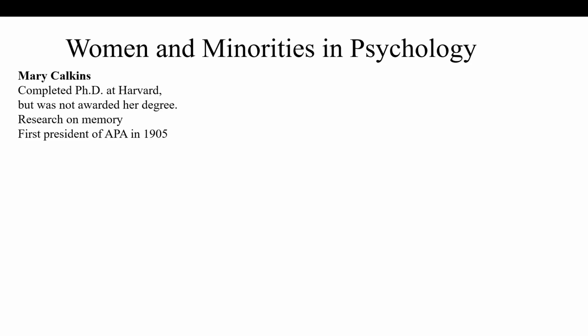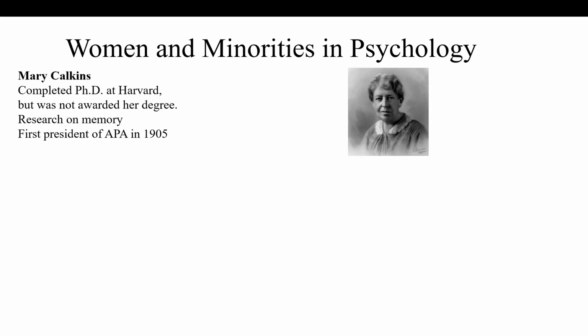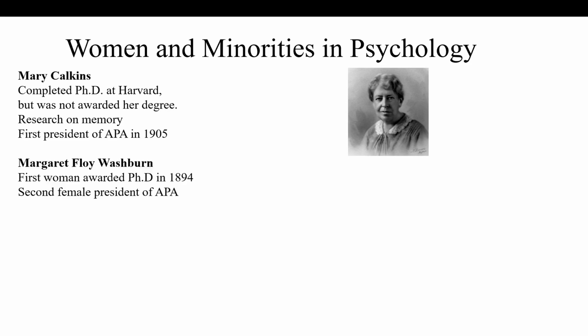And moving on to other women and minorities in psychology, first is Mary Calkins. She completed a PhD at Harvard, but unfortunately was not awarded her degree due to her being a woman, and her research was on memory, and she was the first president of the APA, or the American Psychological Association, in 1905. Next we have Margaret Washburn, and she was the first woman awarded a PhD in 1894, and she was the second female president of the APA.